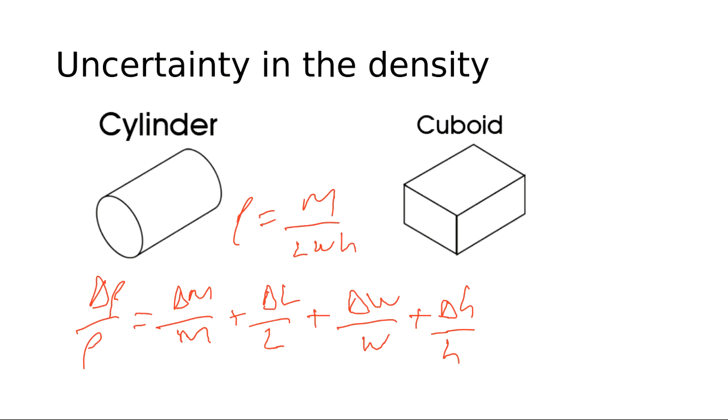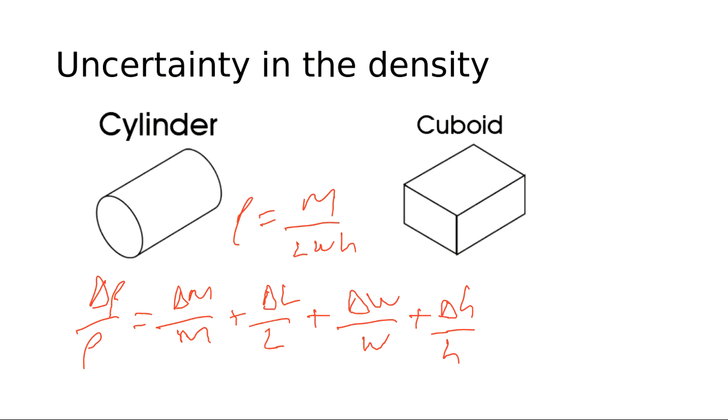Now, when it comes to percent uncertainty, you always add. Even though you divide by L, W and H, you still need to add them up, because when it comes to the error, we always calculate the maximum error anyway. So you do this, and if you calculate that, you can do that. Now, this is for the cuboid.